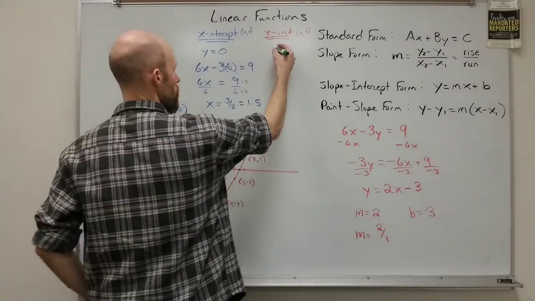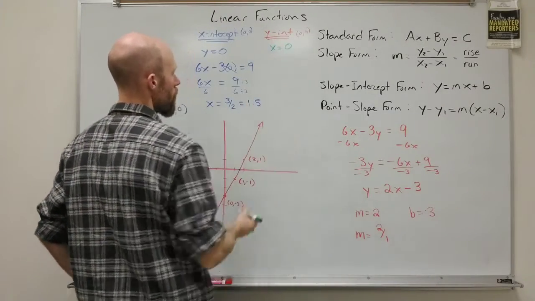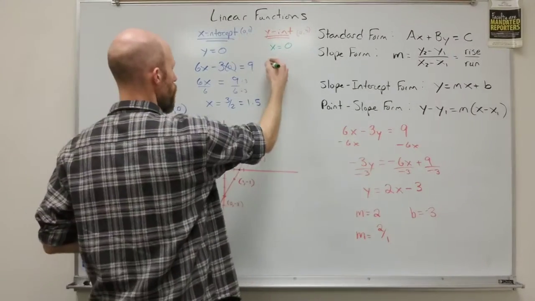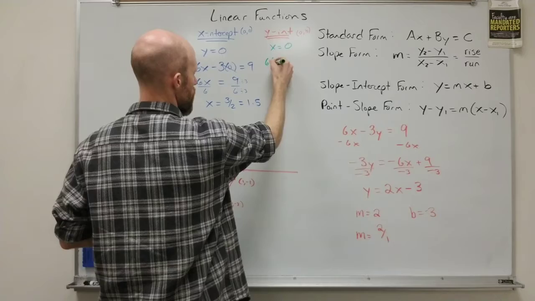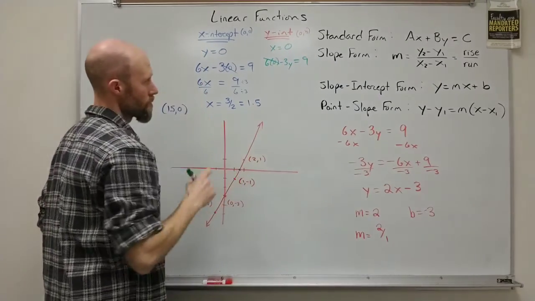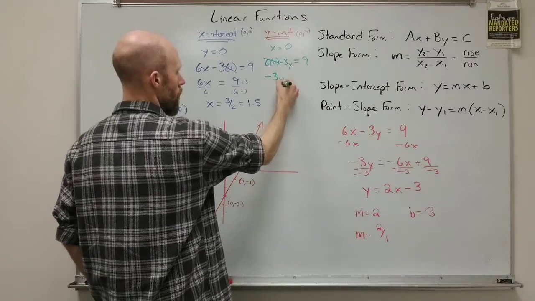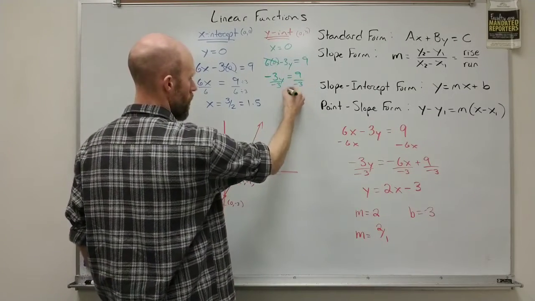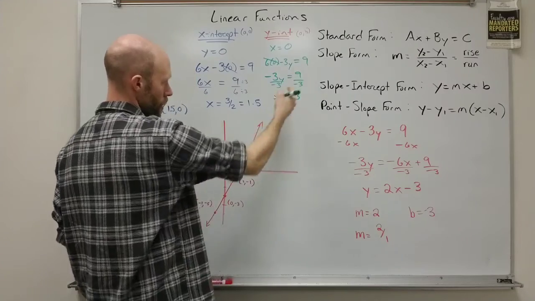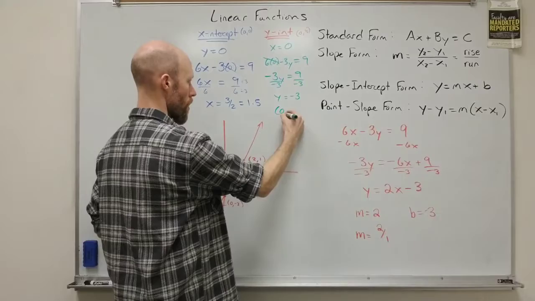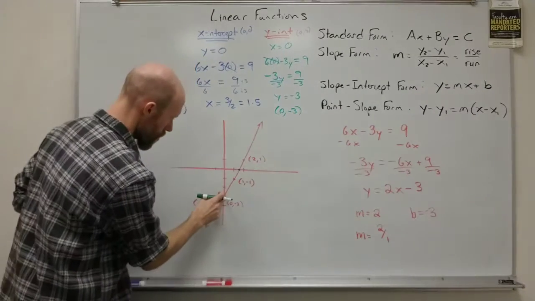The y-intercept is found when the x is equal to 0. Remember, the opposite variable is 0. And then you solve for y. So I'd have 6 times 0 minus 3y equals 9. 6 times 0, 0. Negative 3y equals 9. Divide out the negative 3. And y is negative 3. 9 over negative 3. And so my y-intercept would be 0 comma negative 3, which is right here.